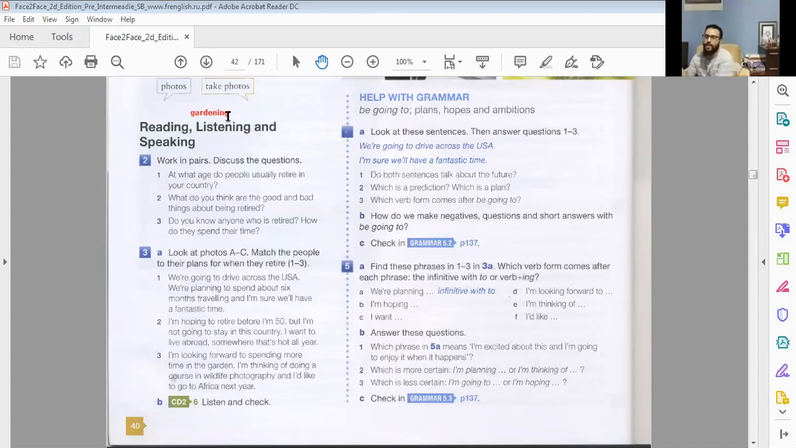Yes. I know garden, but not gardening. So gardening is the activity of making a new garden, or making a good garden, planting nice, beautiful plants, watering them, arranging them, and decorating them. So this is the meaning of gardening. Okay, so these are the good things about being retired.